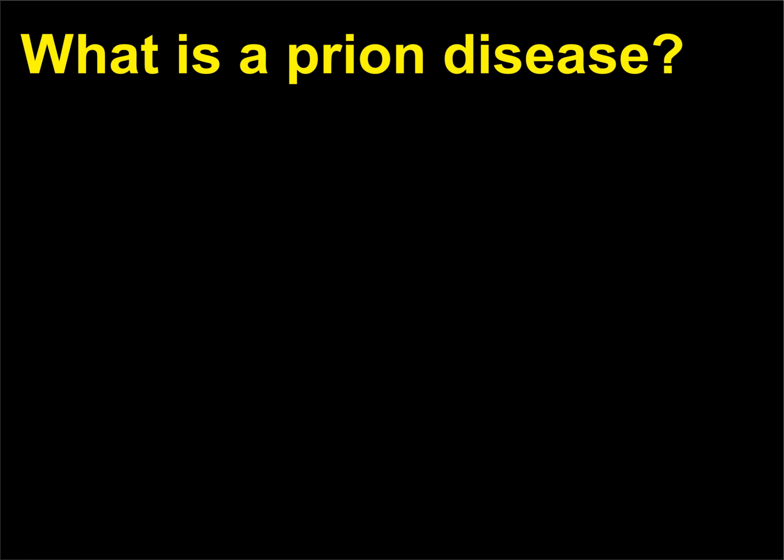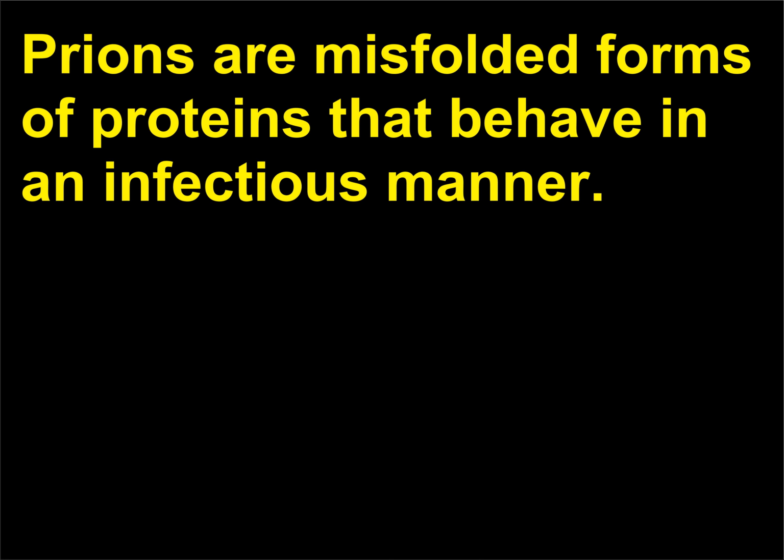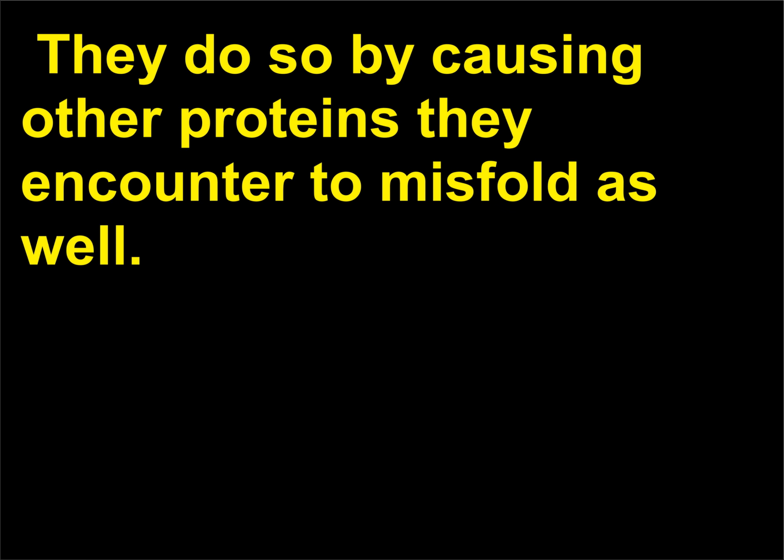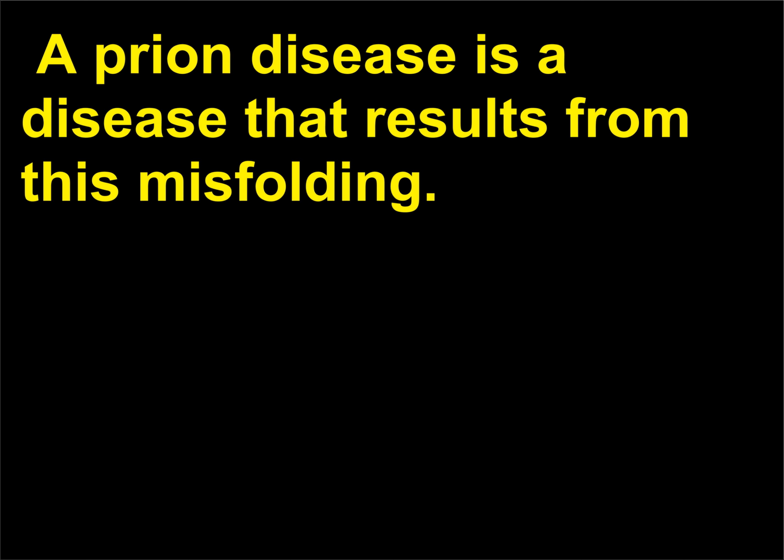What is a prion disease? Prions are misfolded forms of proteins that behave in an infectious manner. They do so by causing other proteins they encounter to misfold as well. A prion disease is a disease that results from this misfolding.